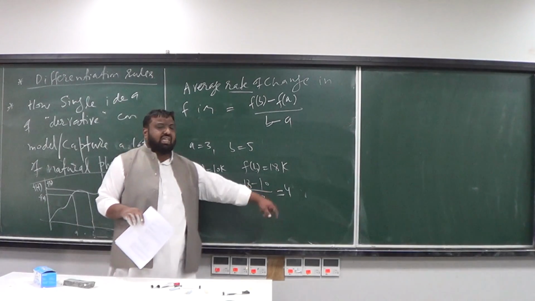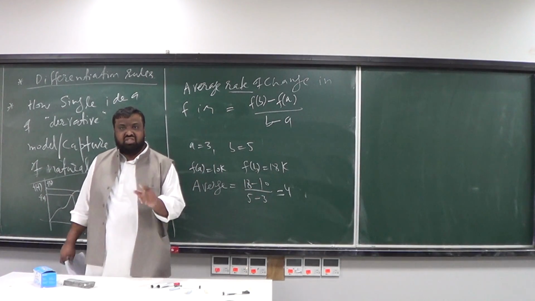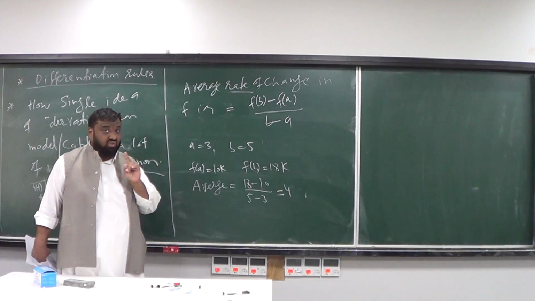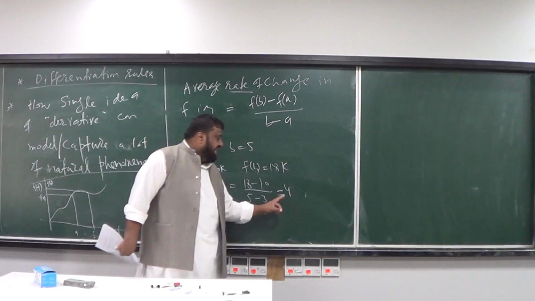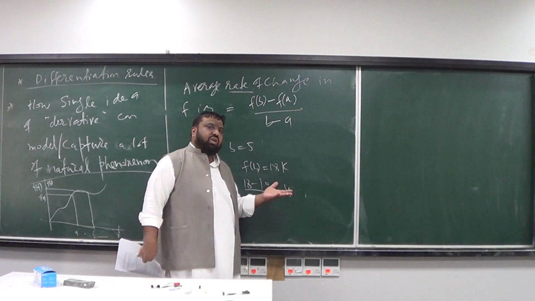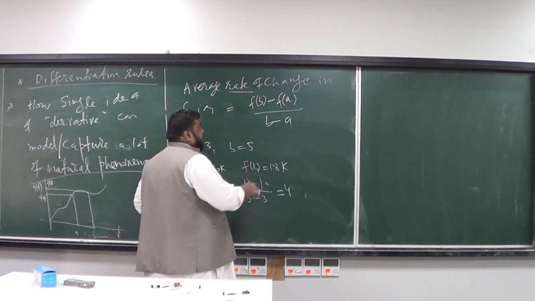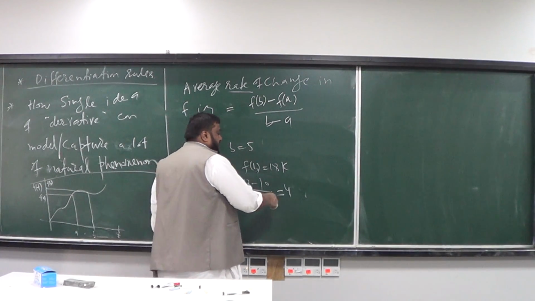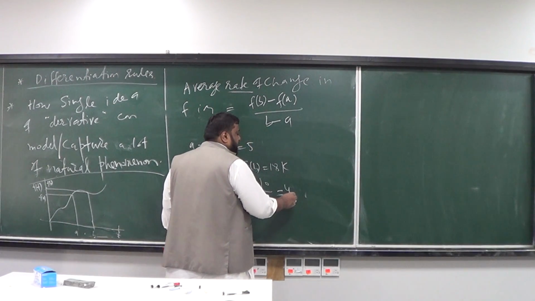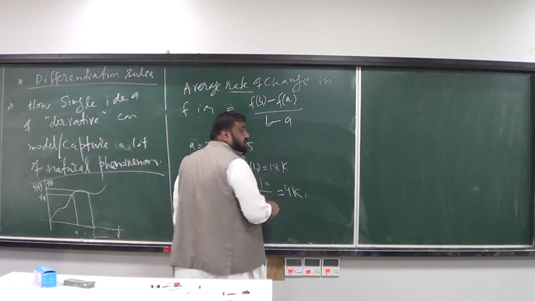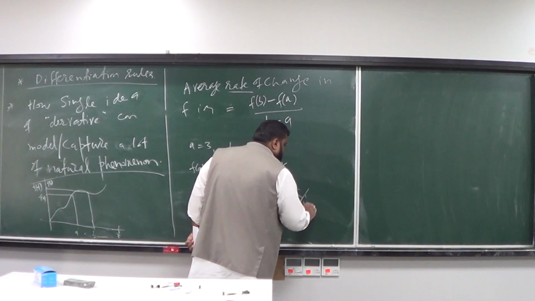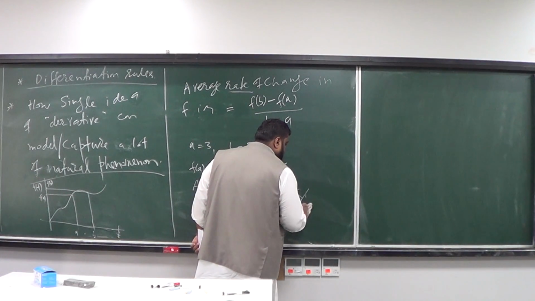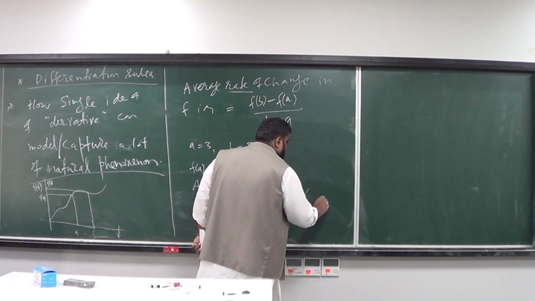But this 4 has a meaning, and this is what we need to keep in mind. So what does the 4 represent? 4 represents that between 3 to 5 months, the company has earned around $4,000 per month. Per month.